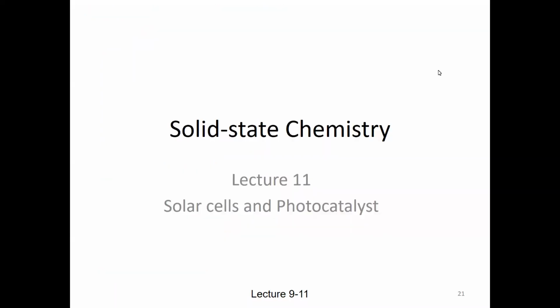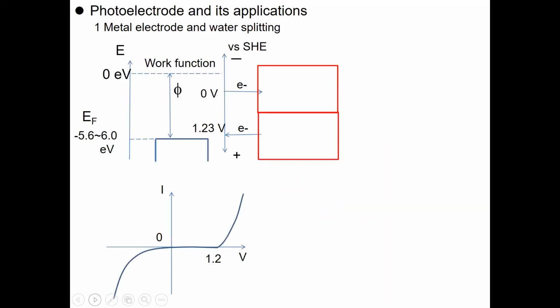In lecture 11, we are going to go through the fundamental aspects of the solar cells and the photocatalyst applications. At first, let's check the application by using the photoelectrode for water splitting. Water splitting indicates the water is changed into hydrogen and oxygen.